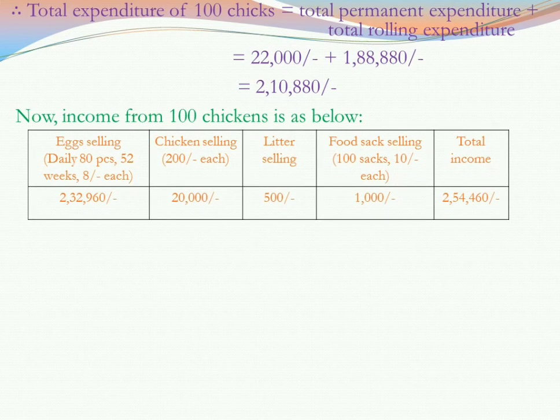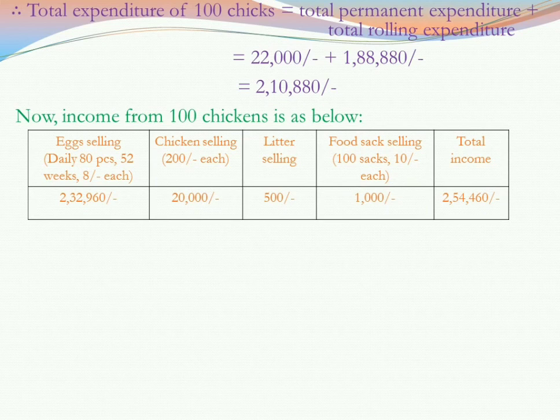We have already said that from egg selling we can have an earning, and if we have 80 pieces of eggs daily from the farm from 100 chickens, on average we are counting that 80 chickens will lay eggs. So daily we have 80 pieces of eggs, and it will continue up to 52 weeks, because after 6 months the chickens will start laying eggs. So up to 52 weeks, the total price of eggs, if we consider that one egg is 8 taka, should be 2,32,960.